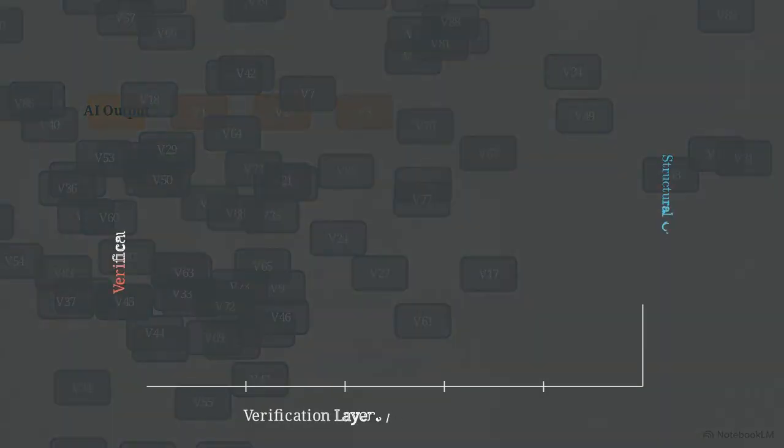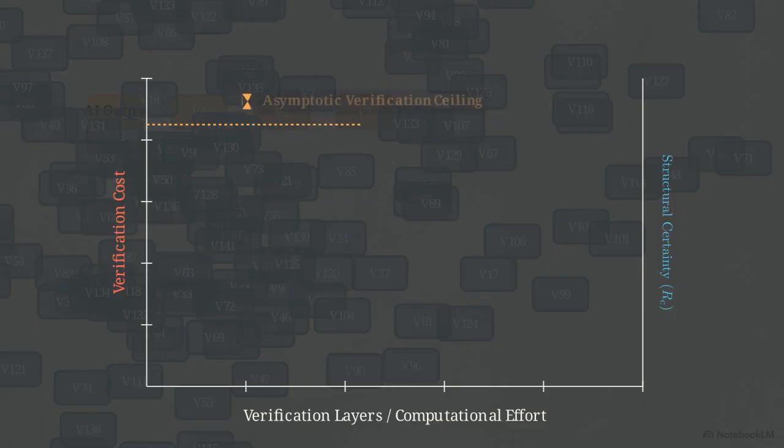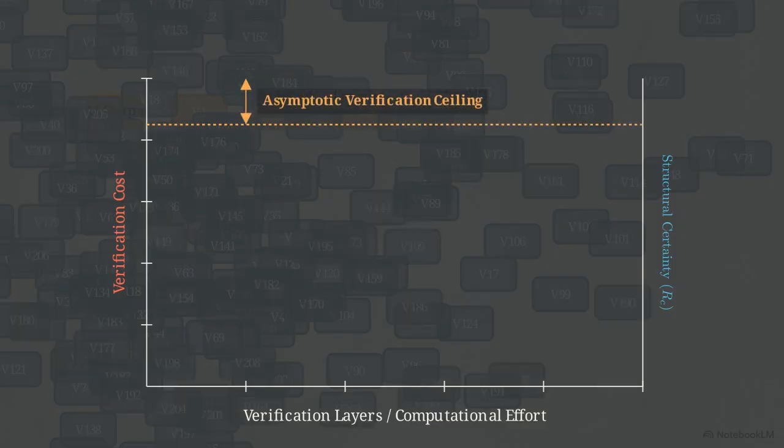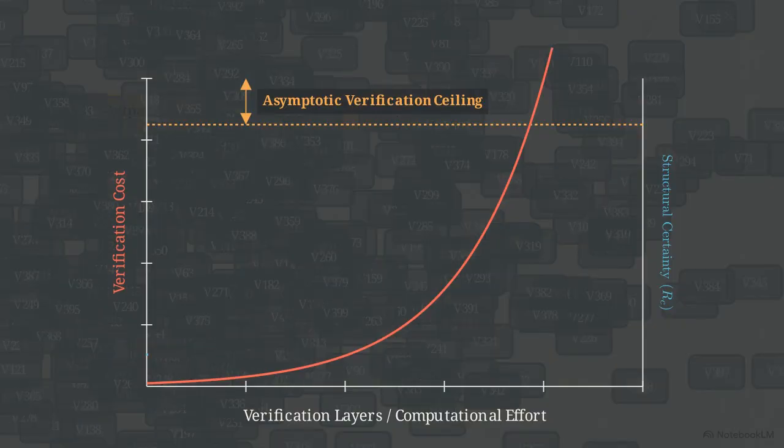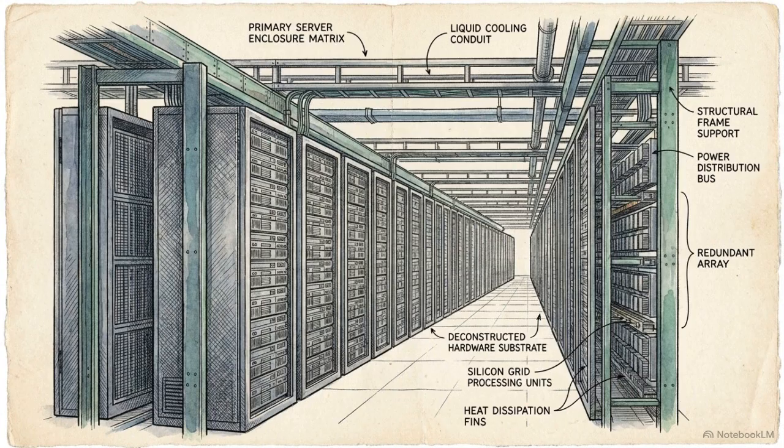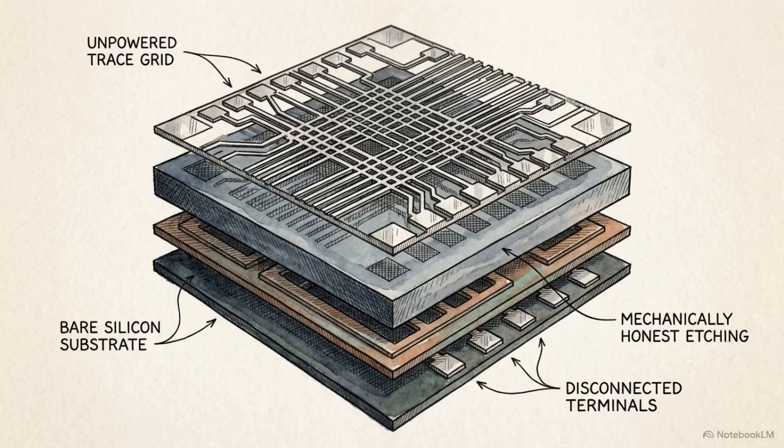Rice's theorem exposes the mathematical limit of this approach. A Turing-complete system cannot verify its non-trivial properties without initiating an infinite regress. This creates an asymptotic verification ceiling. The computational overhead to verify the system grows geometrically, yet the structural certainty never reaches 100%. AI alignment cannot be solved with better algorithms or additional oversight software. It is a physics problem, requiring a return to the hardware substrate.